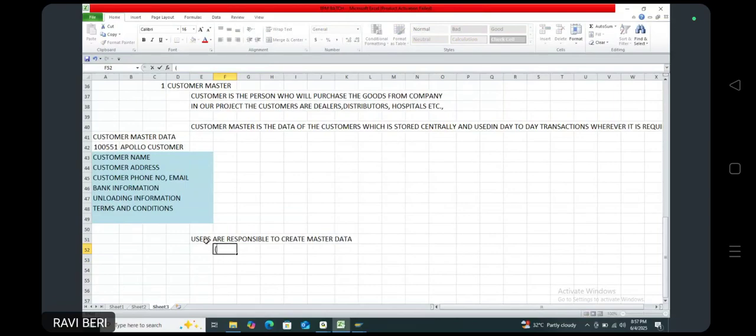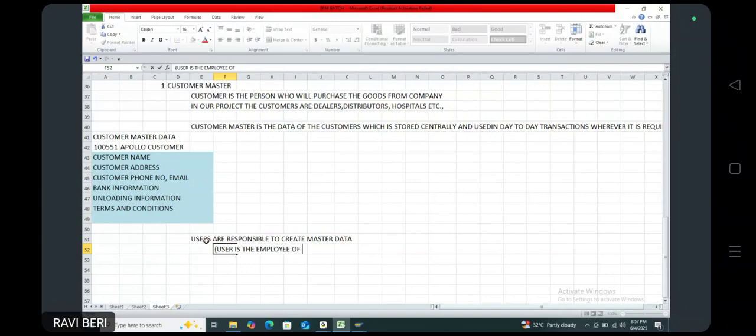So who is user? End user. Who is responsible for entering the day-to-day transactions of a client, who is generating the invoices, billings? Make a note. User is the employee of client.